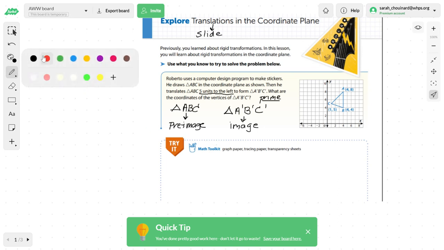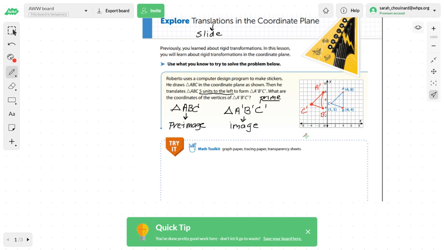To do that, we are going to take every single coordinate and count it over 5 spaces. So we're going to start here and go 1, 2, 3, 4, 5. And we're going to call that A prime. Then we're going to take coordinate B, count it over 1, 2, 3, 4, 5. We're going to call that B prime. And then we're going to take C and count 1, 2, 3, 4, 5. And that's going to be called C prime. And then we're going to connect our points to form the shape.